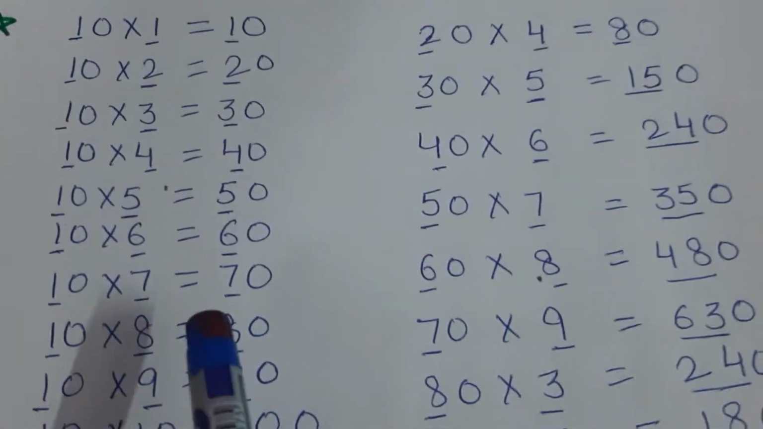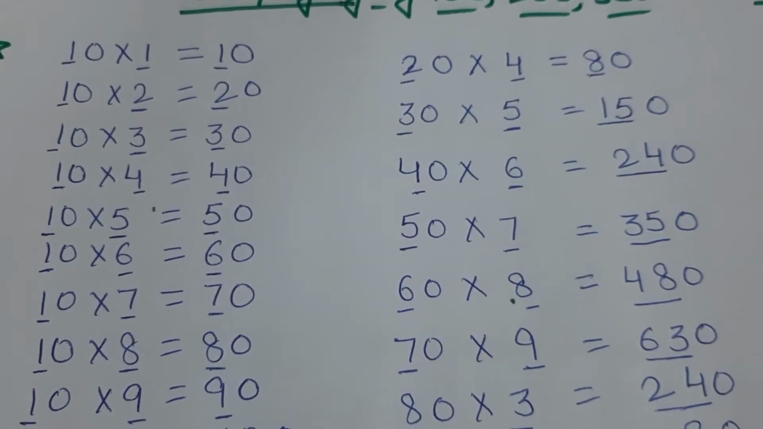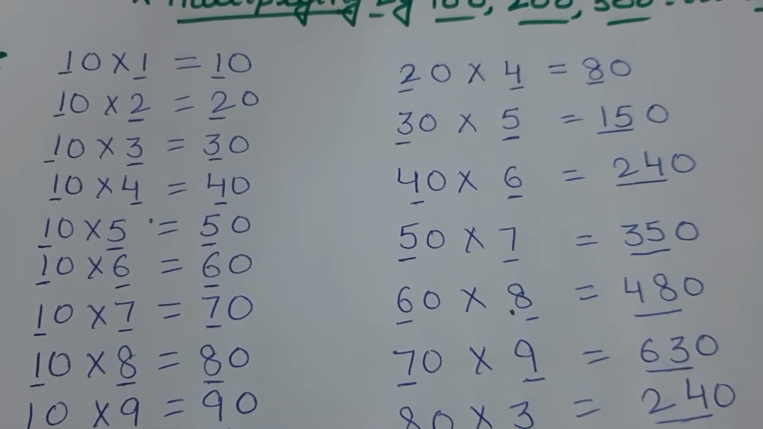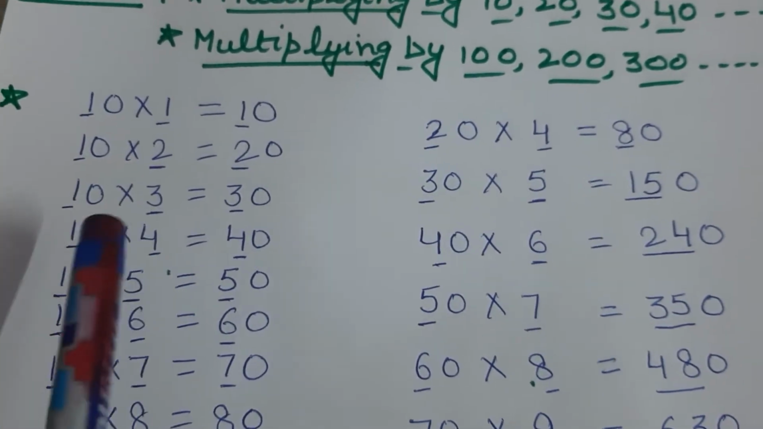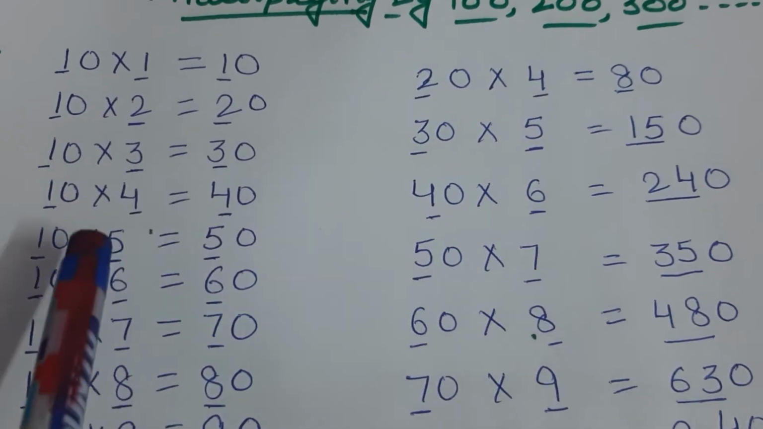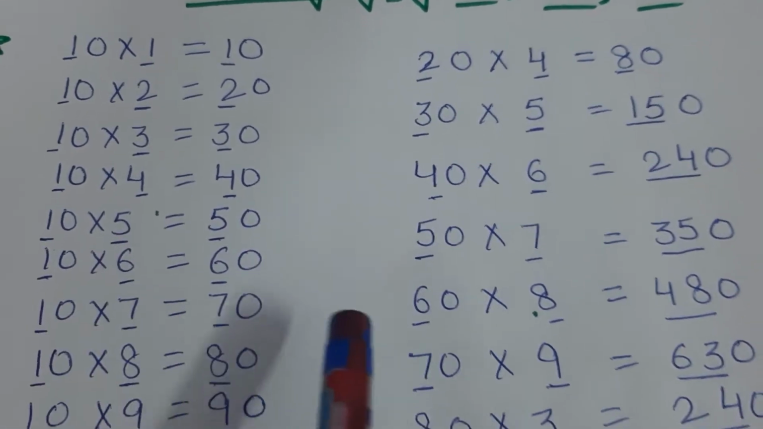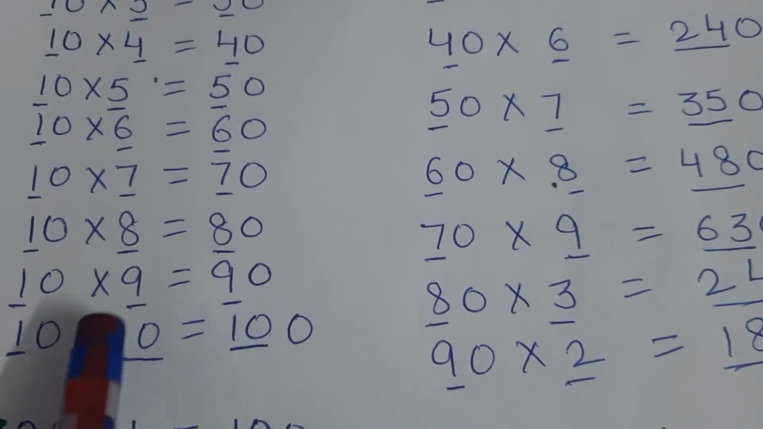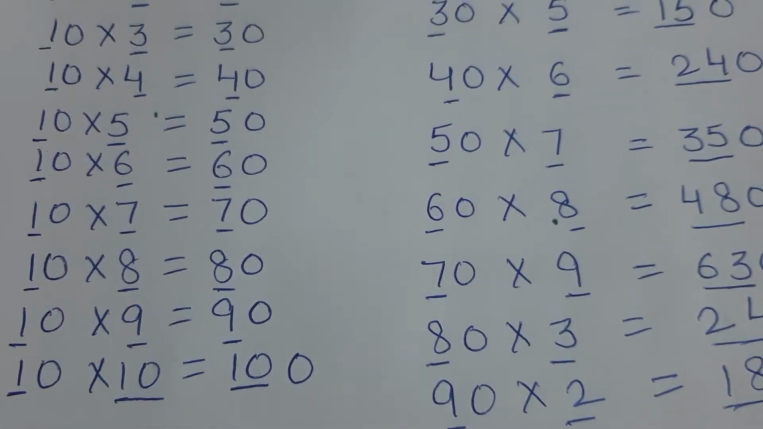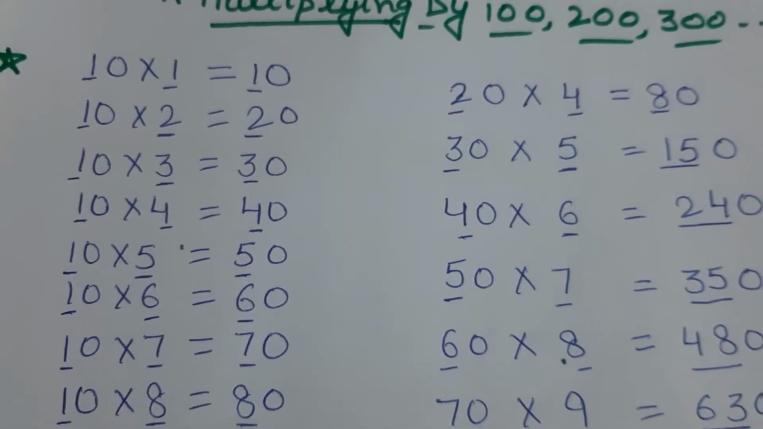For that, first we will write the tens table. I know you all know how to write the tens table. You always enjoy writing the tens table. It's very easy. So let's start. 10 ones are 10, 10 twos are 20, 10 threes are 30, 10 fours are 40, 10 fives are 50, 10 sixes are 60, 10 sevens are 70, 10 eights are 80, 10 nines are 90 and 10 tens are 100. So students, if you observe this table, what do you see?